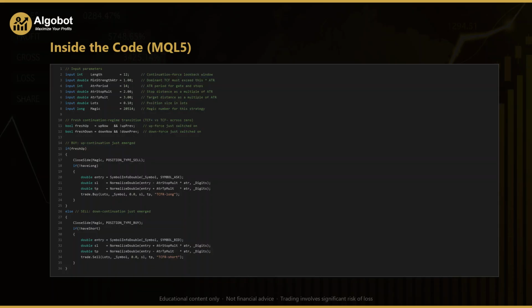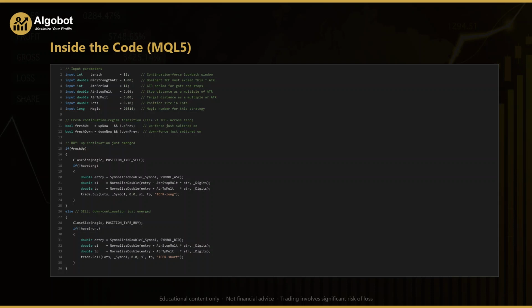When fresh up is true, the code first closes any open short. Then, if it isn't already long, it reads the ask price, computes a stop loss 2 times ATR below entry and a take profit 3 times ATR above entry, and calls trade.buy.